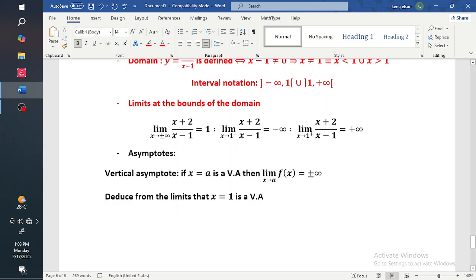Now let's talk about horizontal asymptotes, and that will be all for maths. So horizontal asymptote.